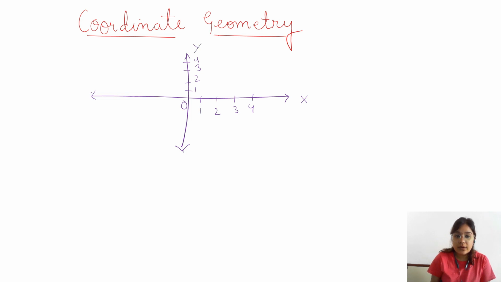Now this is also horizontal and this is also vertical, but this is called x dash x axis, which is the negative of the x-axis: -1, -2, -3, -4. Similarly, this one is y dash, which is the negative of the y-axis: -1, -2, -3. So this is the Cartesian plane.